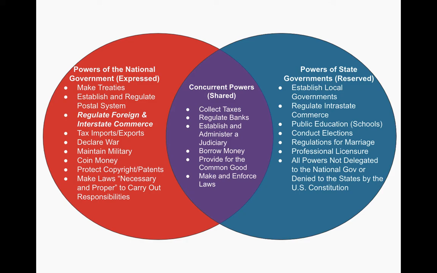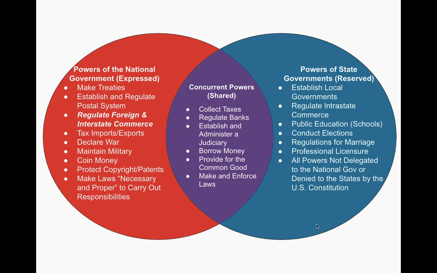Okay? These are kind of the breakdown of powers. Here you have the express powers that are listed on the left there. Again, you can find most of those in Article 1, Section 8 or Article 2, Section 2. Then you have the concurrent powers in the middle here. These are things like collecting taxes. Every government needs to be able to collect taxes, regulating banks, establishing and administering a judiciary, borrowing money, providing for the common good, making laws. Okay, those are the concurrent or those shared powers.